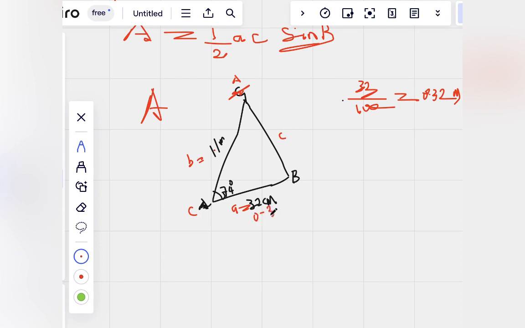Like we said, you must have the same unit. You cannot have centimeters and meters and just start to calculate without converting.